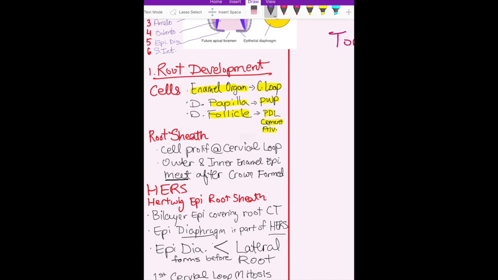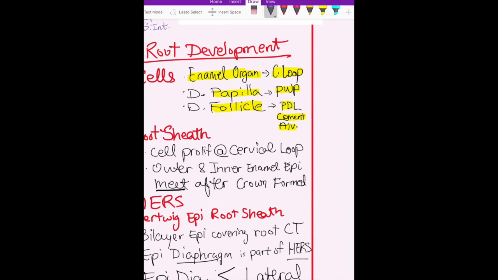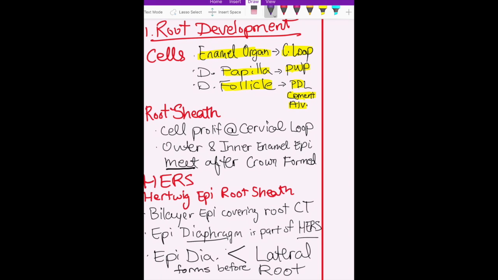So, where do all the cells for root development come from? It's the enamel organ, which will form the enamel, the papilla, which will form the pulp, and the follicle, which forms out of the periodontium. Then we'll talk about the root sheath.